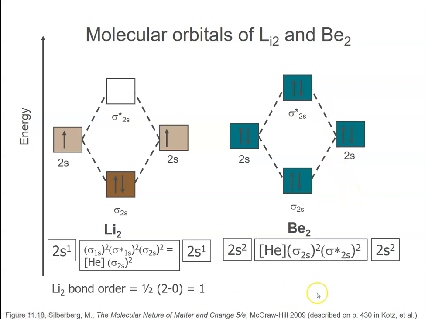And then this is how we can write the electron configuration. We can write helium, then sigma 2s2, sigma star 2s2. And when we calculate the bond order, we find that we have 2 electrons in the bonding orbital and 2 electrons in the antibonding orbital, so we get a bond order of 0. So that means that Be2 does not exist. So we can draw these molecular orbitals to show that Be2 does not exist.